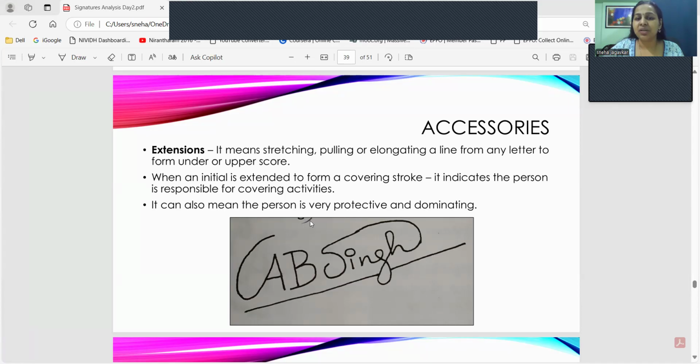It can also mean the person is very protective and dominating, as of what we had seen in the initials, which are written one above the other. It also means the same thing.